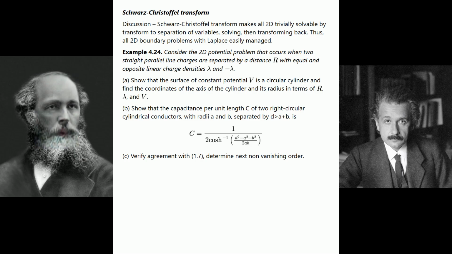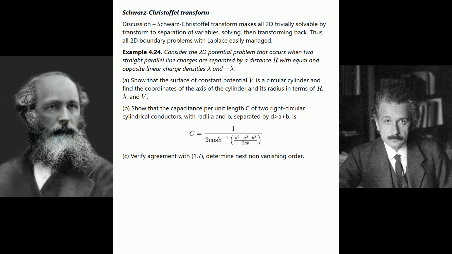Example 4.24. Consider the 2D potential problem that occurs when two straight parallel line charges are separated by a distance r with equal and opposite linear charge densities lambda and negative lambda. A. Show that the surface of constant potential V is a circular cylinder and find the coordinates of the axis of the cylinder and its radius in terms of r, lambda, and V.